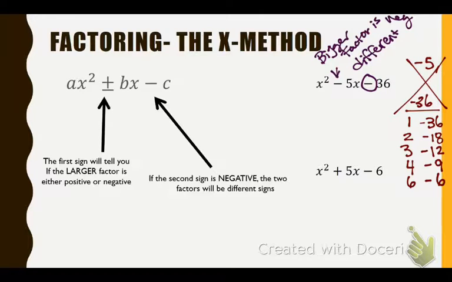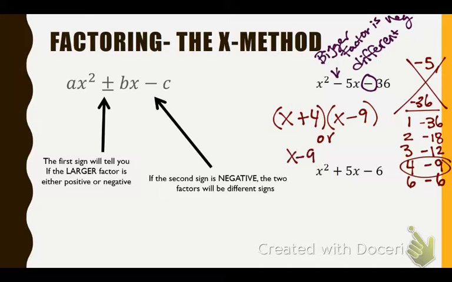Which of these add up to negative 5? 4 and negative 4 and negative 9. So your answer is x plus 4, x minus 9. You could also write it x minus 9, x plus 4.